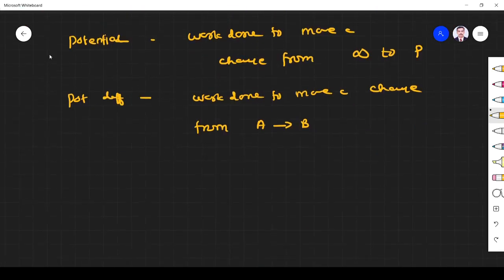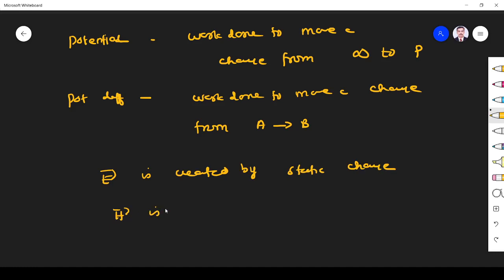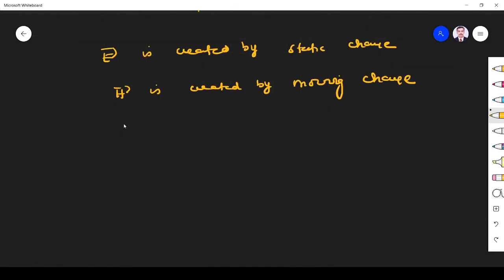Okay, so what is electric field created? E is created by static charge. H, magnetic field, is created by moving charge. Right? So, see then what is the charge, and we have to remember all the things about charge. Fine. Next thing we have to know the important units of EMF.